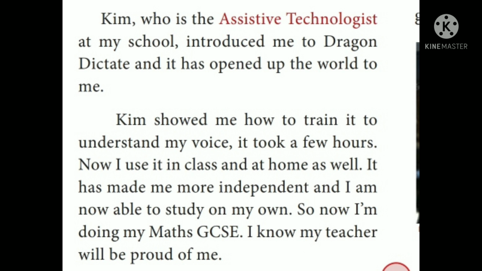So here Alisha explains how, with the help of Dragon Dictate, she is able to do her Maths GCSE. We'll see now. It was Kim who introduced her to Dragon Dictate. She can do Maths GCSE herself without being dependent on someone else. Technology has opened up the world to her. If someone has limited movement, they can control a computer screen with eye gaze or move from page to page using the pupils of their eyes. Assistive technologist means a person who assists with technological gadgets to overcome disabilities.